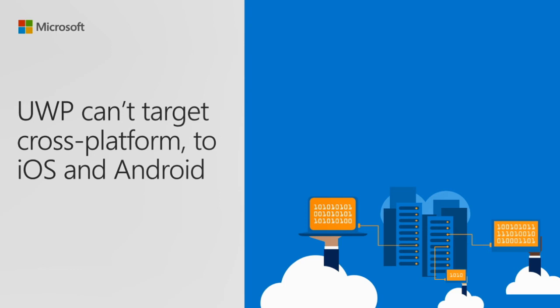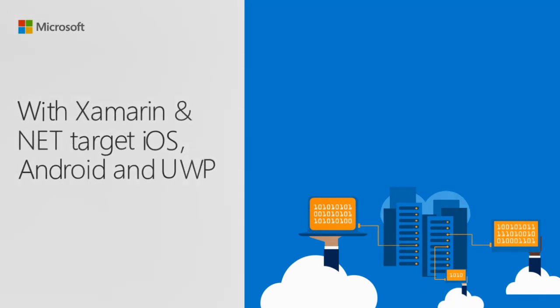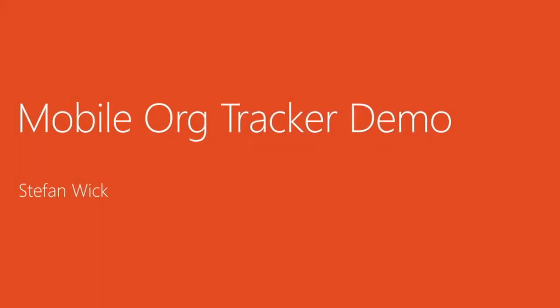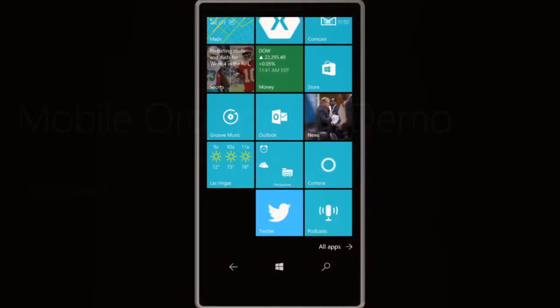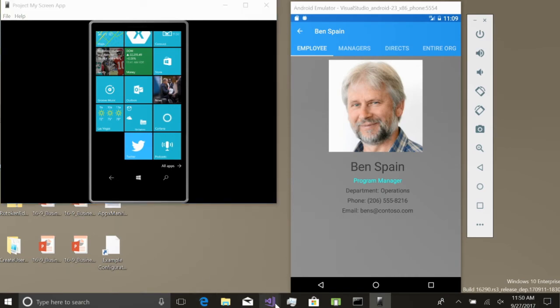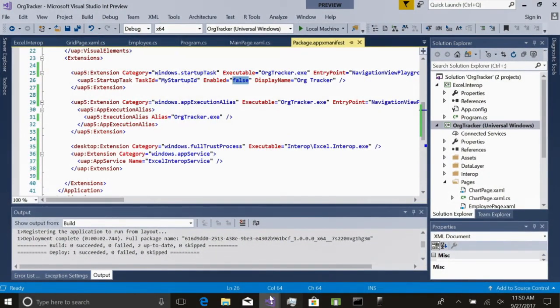UWP apps don't run on iOS or Android, but with Xamarin and .NET, you can build applications that target all three of them: that target UWP, that target iOS, and that target Android. And I want to show you this in action. So I've actually built a mobile companion app for my little org tracker application. And actually, let's start in Visual Studio here.